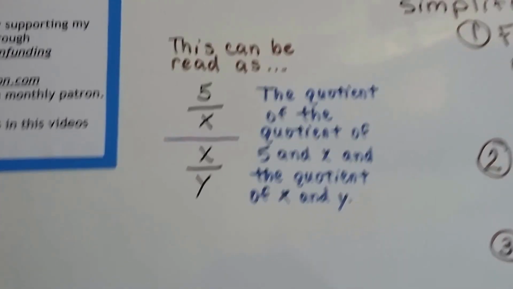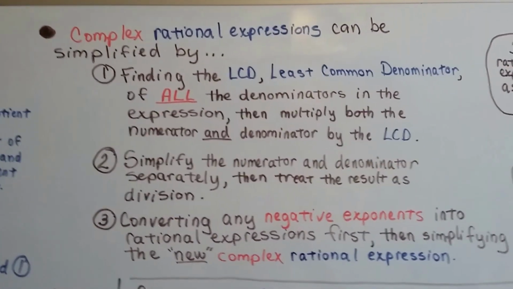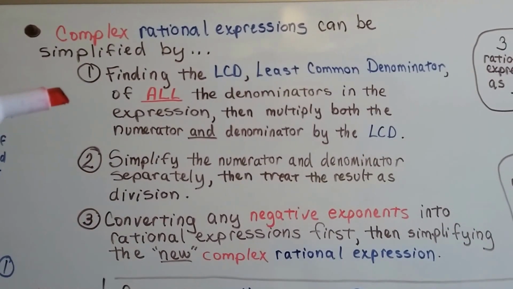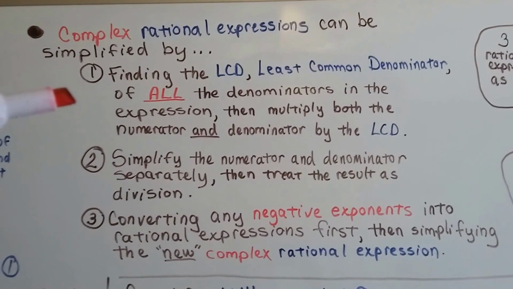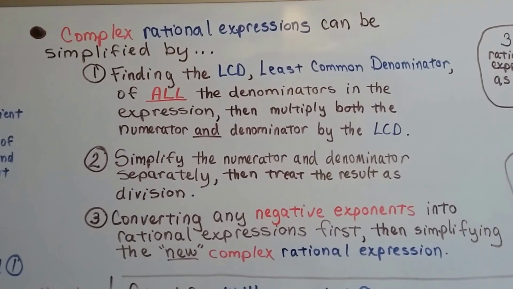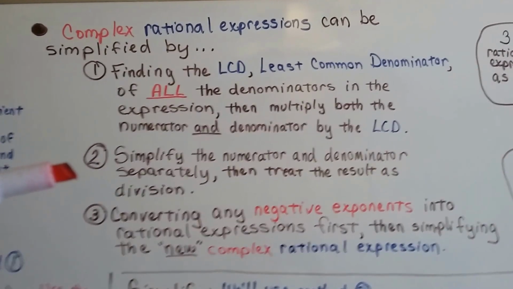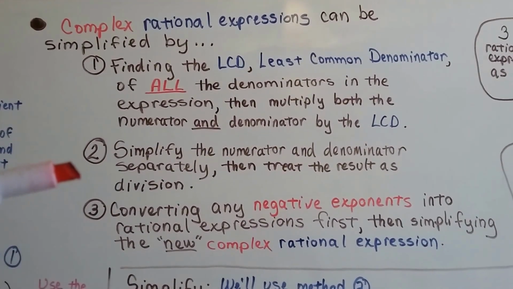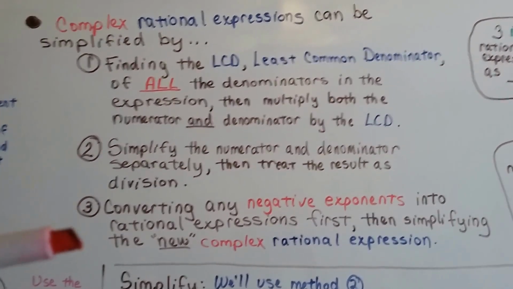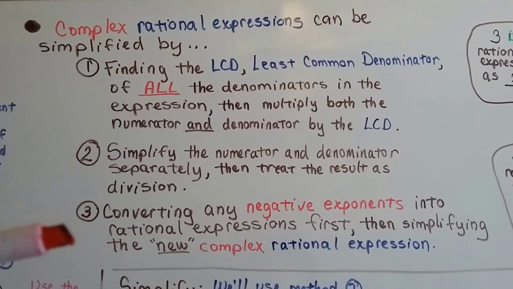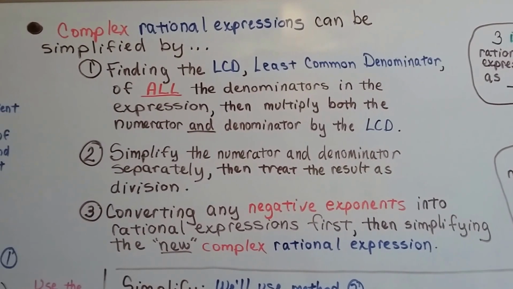Okay? So we're going to simplify complex rational expressions, and there's three ways I'm going to show you how to do this. The first way is we're going to find the LCD, that least common denominator of all the denominators in the expression, and then we're going to multiply both the numerator and denominator by that LCD. The second way I'm going to show you is we're going to simplify the numerator and denominator separately, then treat the result as division. And the last way I'm going to show you is we're going to convert any negative exponents into rational expressions first, then we're going to be simplifying the new complex rational expression.